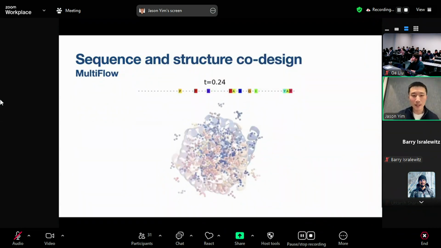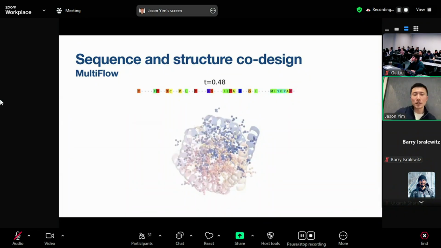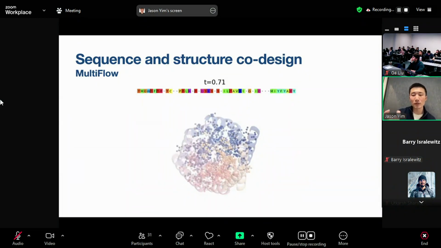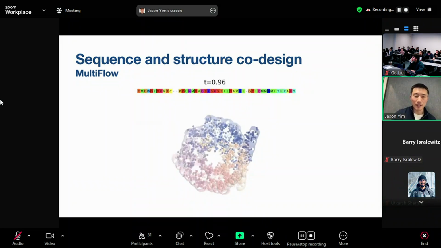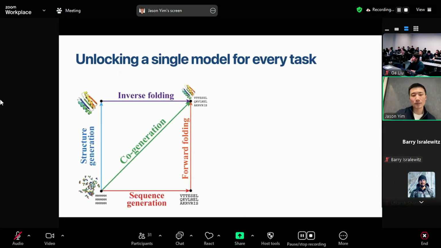And so then if you combine it together, we are able to do sequence and structure co-design, where both the sequence and the structure are being generated at the same time rather than in two steps. And the cool thing about this that I really like is that we're unlocking a single model to do every single task in protein modeling for sequence and structure.